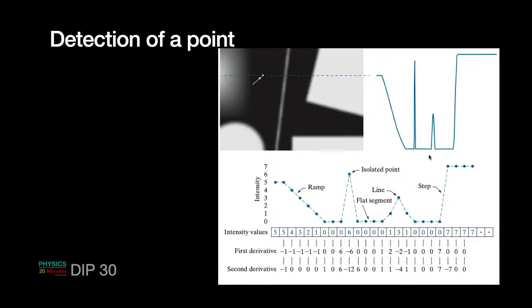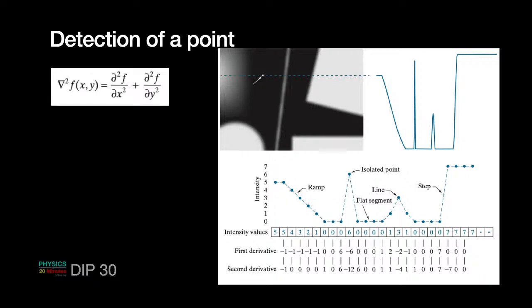Now we know that to get the answers, we can take the first derivative and the second derivative. We are all familiar with it. In fact, the second derivative can give us an isolated point. Remember, this is a ramp, point, flat segment, line, step, etc. If you look at the second derivative, it remains 0, 0, 0, 0, 0, 0, 0 here, and you can see that there is a jump here. 6 minus 12, 6. It's a big jump, and that represents the presence of an isolated point.